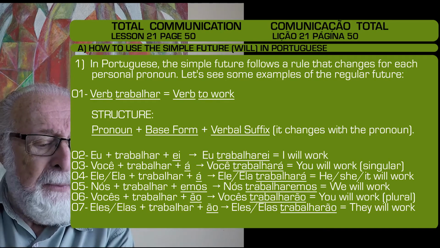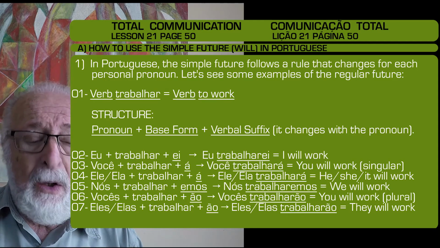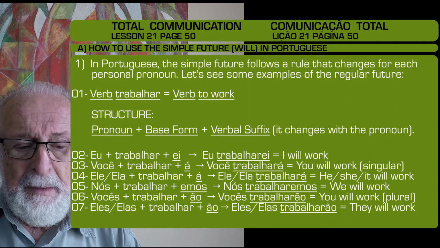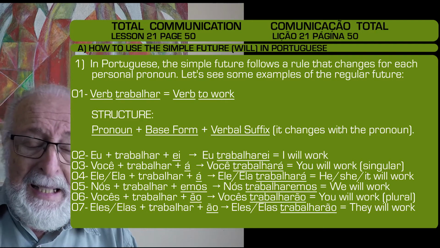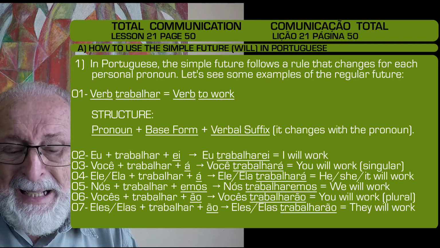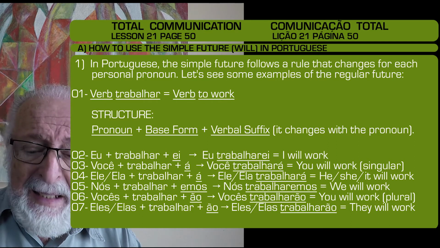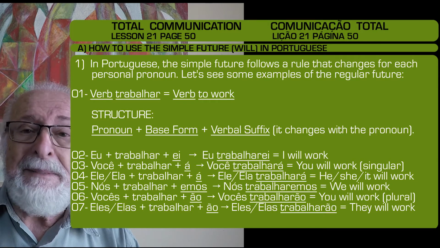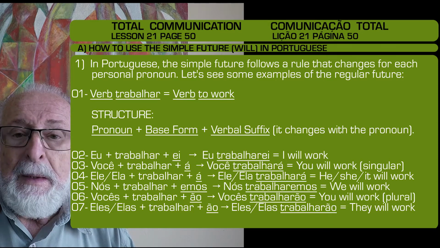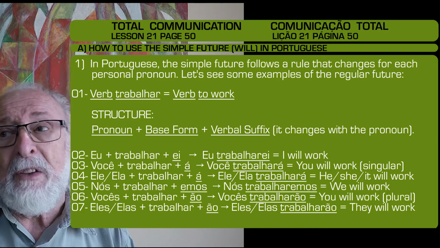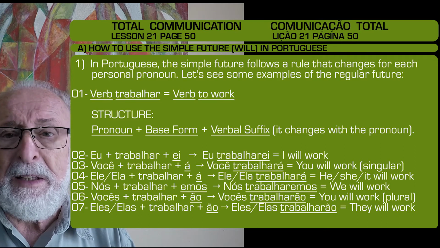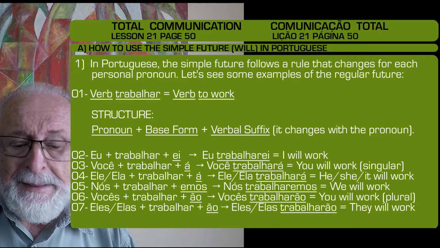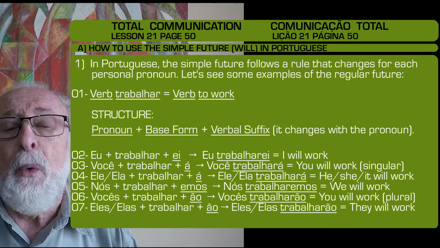In line 4, we have ele, he, or ela, she, plus trabalhar, the base, plus á. Then we have the result: ele or ela trabalhará. It means he, she, and it will work. We don't have that neutral "it" in Portuguese. When it's masculine, you say he, and when it's feminine, you say she. I told you about that in previous lessons too.